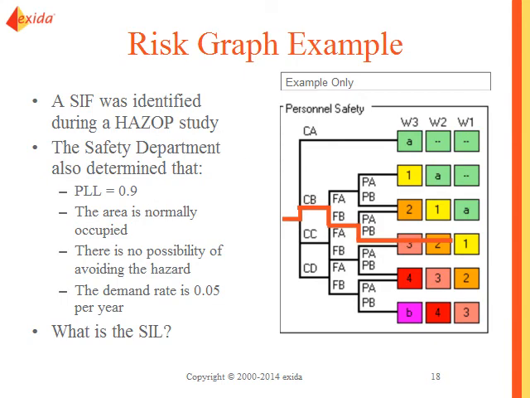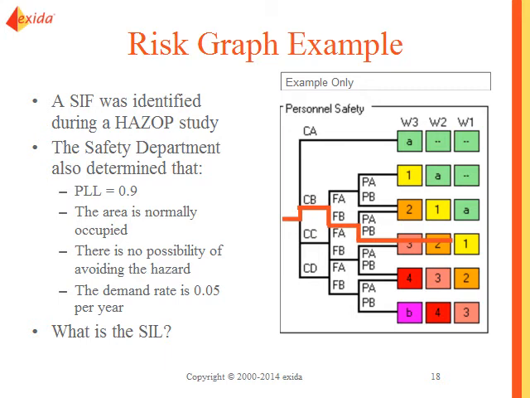So if we look at an example, the SIF was identified during a HAZOP study. The safety department determined that probable loss of life is 0.9. The area is normally occupied. There is no possibility of avoiding the hazard, and the demand rate is 0.05 per year. So what is the SIL?